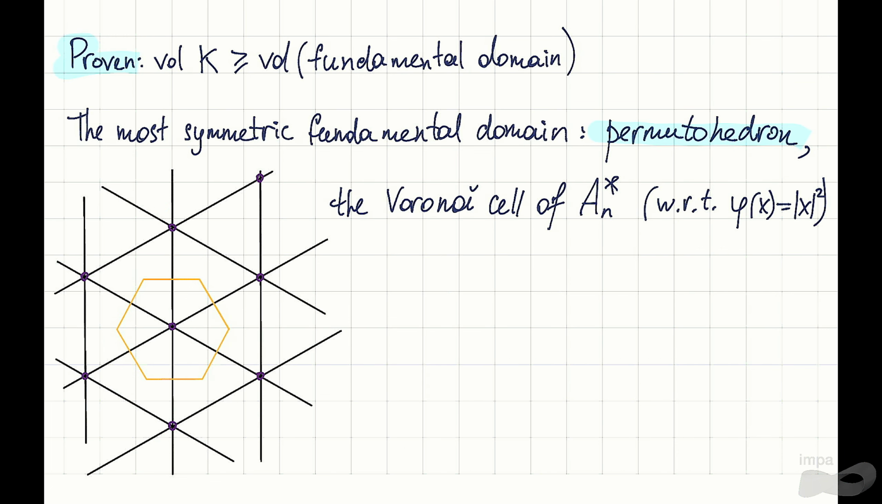And then in particular, I can choose my favorite fundamental domain. My favorite fundamental domain is the most symmetric one. It's the Voronoi cell of A_n star with respect to the usual Euclidean norm. It's called the permutohedron.